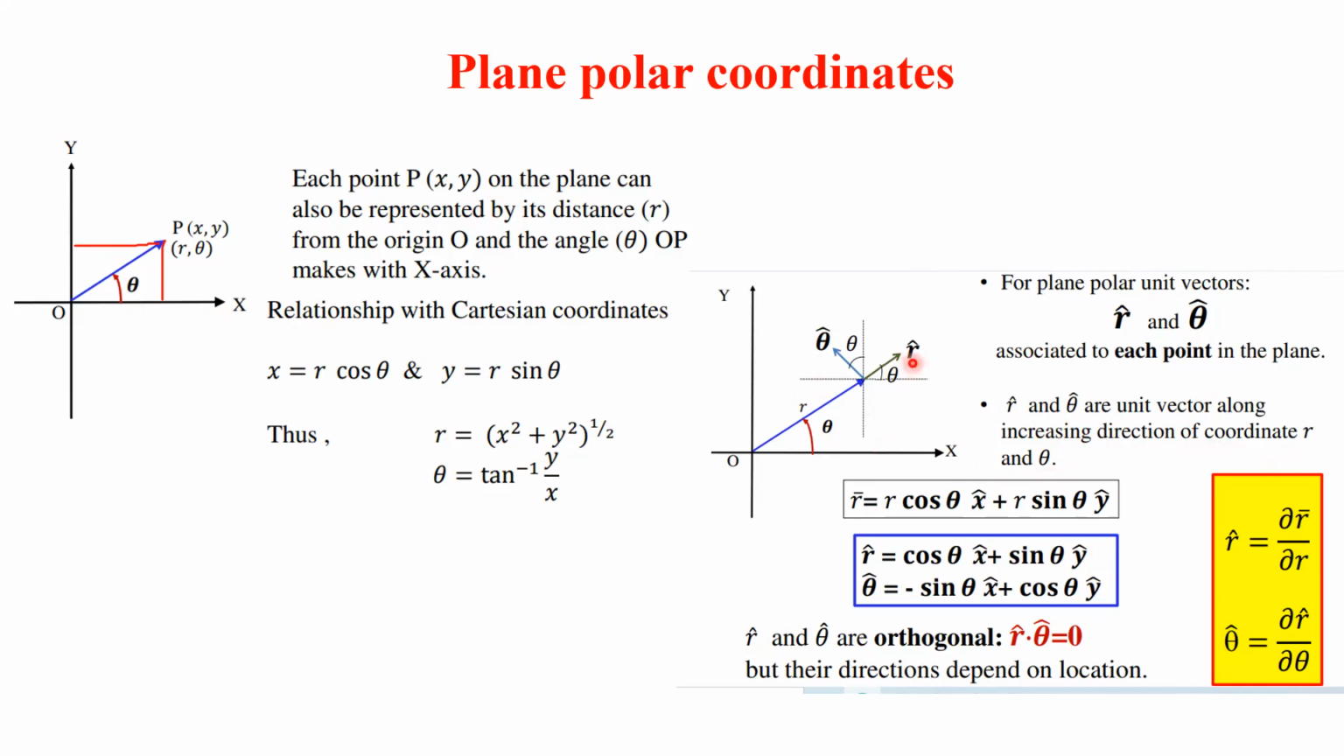If R increases along that direction only, R cap is also pointing outward, and in the direction in which theta increases, the theta cap unit vector points along that direction.